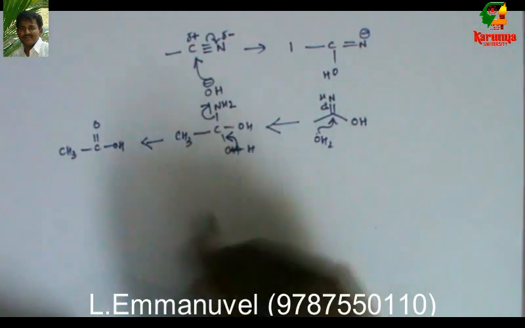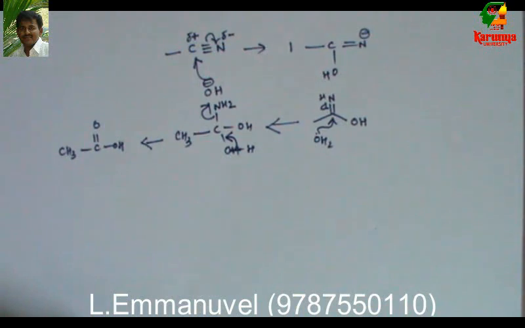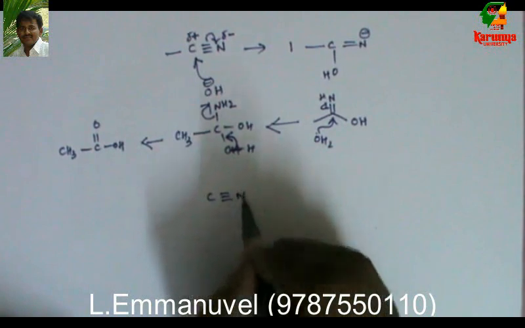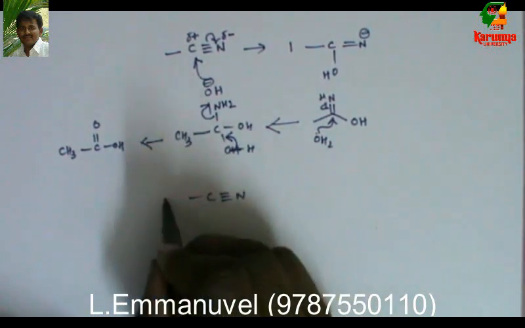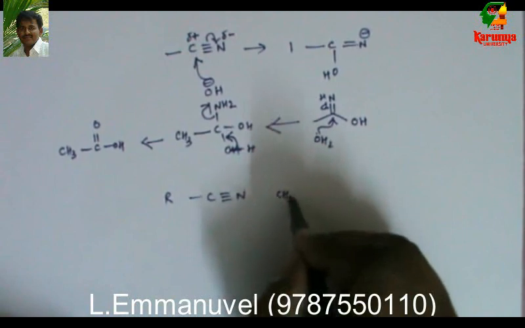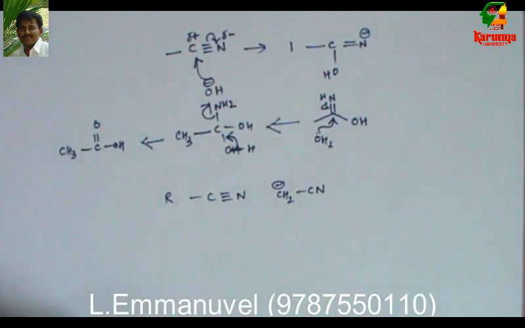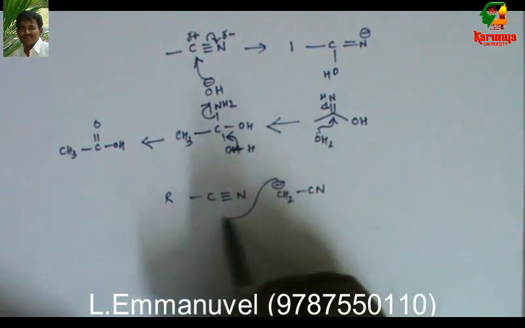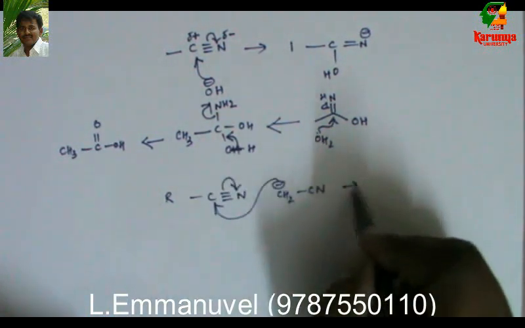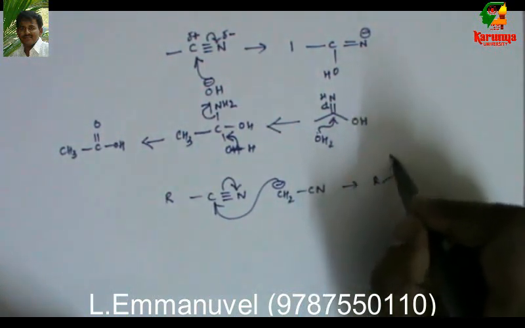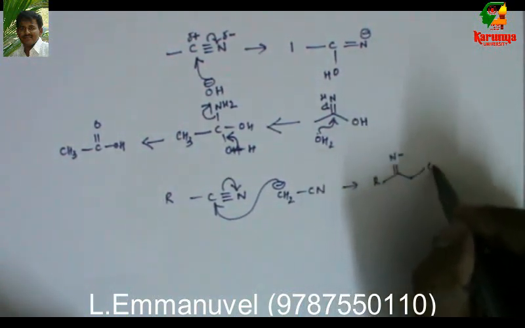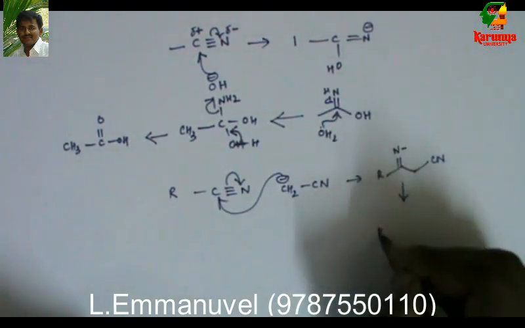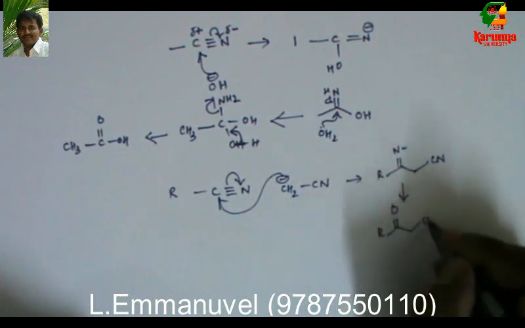What about a carbon nucleophile? Is it possible to attack? Yes. I go for a name reaction called Thorpe nitrile condensation. So the carbanion generated from this can attack to give this. Further, since it is an imine, it can be hydrolyzed to give ketone.